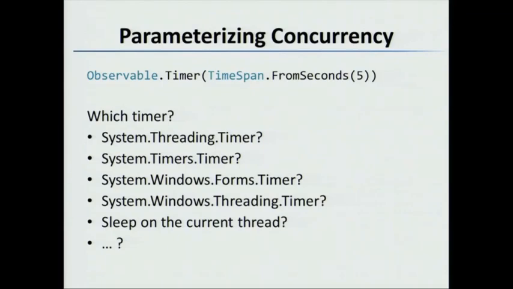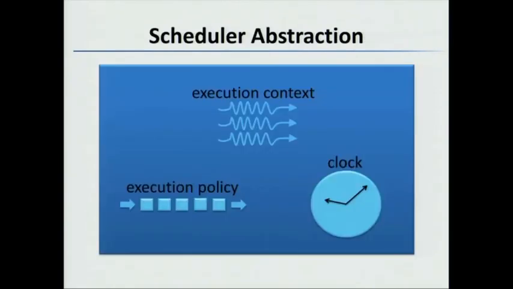And so which timer does Rx use? And actually, a lot of people wonder that kind of question. The answer is, well, we pick a default that we think is reasonable. In this case, we actually use the threading timer as the default. But we actually allow you to parameterize where it happens. The way we allow you to parameterize it is via schedulers.